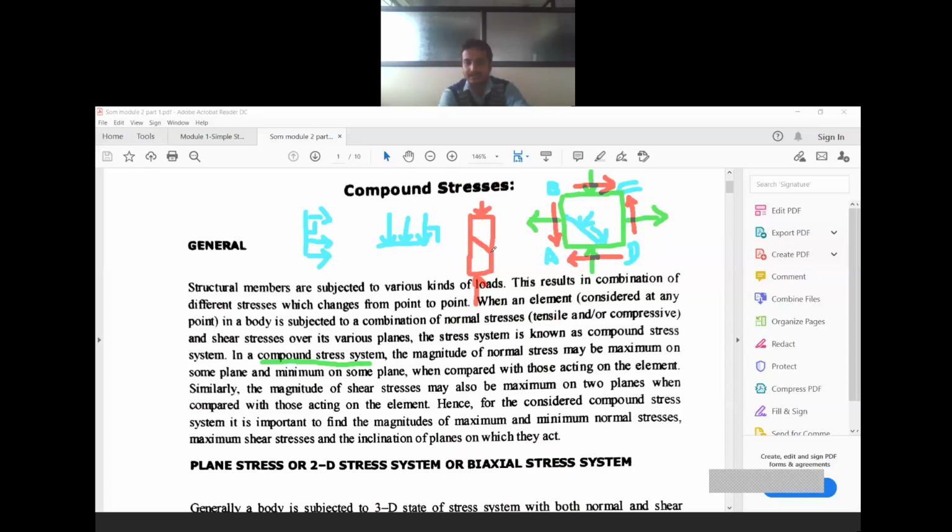Why is it breaking at this angle? Because the stresses are maximum in this plane. So the inclined line I have drawn on the member is the plane where maximum stresses are acting, either normal stresses or tangential stresses. Some compound stresses will be acting, shearing action will be there, compressive action will be there. So this condition we consider as compound stress.